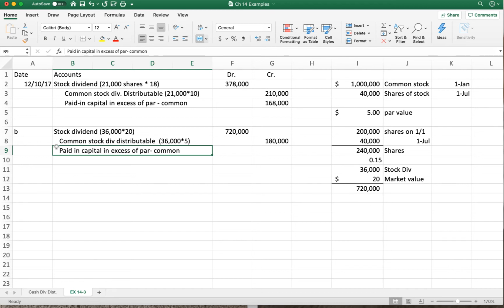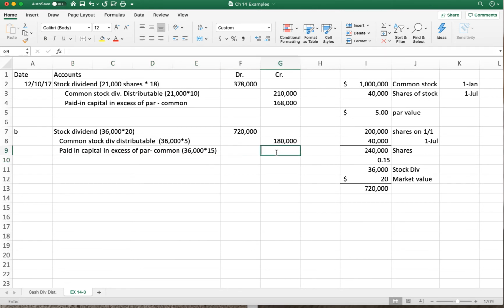Now, we have our paid in capital in excess of par, common account. We need to hit that. Well, what's the dollar amount? Well, think about it. The market value is 20. The par value is 5. The difference between those two is that paid in capital in excess of par. So we're going to take the 36,000 times the $15. And bear with me here. Okay. So to figure that out, we just multiply. We end up with $540,000.